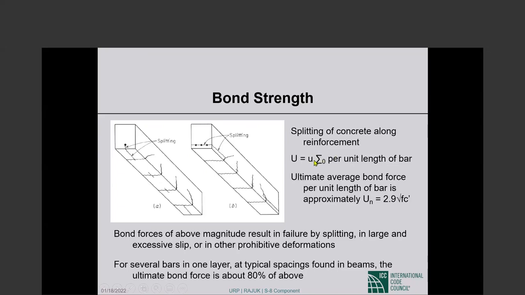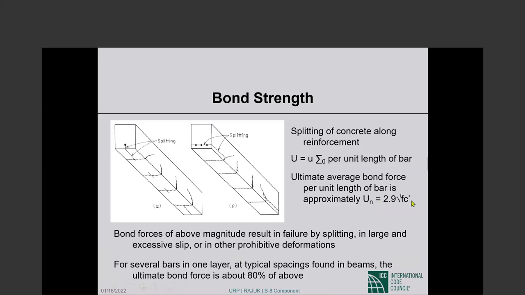So splitting of concrete along reinforcement: the bond stress u times the perimeter gives you the bond force per unit length of bar, and that is indicated by capital U. Lowercase u is a bond stress, capital U is bond force per unit length of bar. Ultimate average bond force per unit length of bar is approximately U sub n equal to 2.9 square root of f sub c prime in SI units.